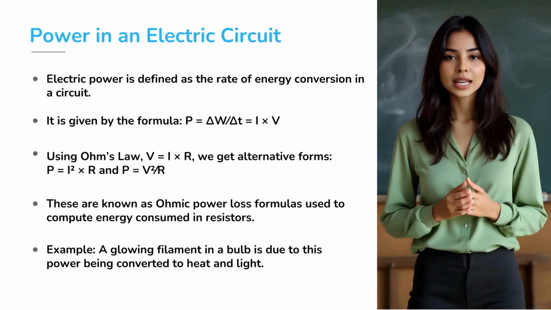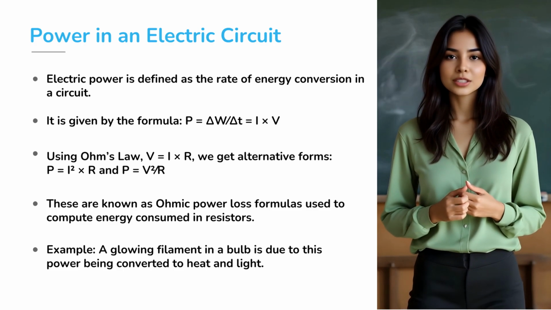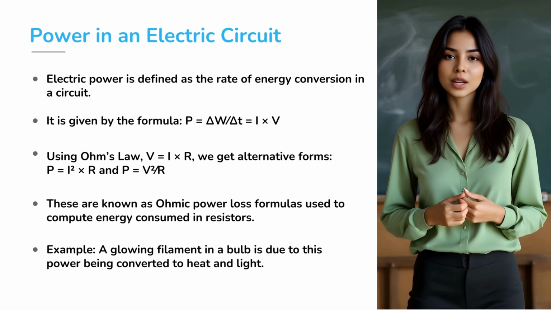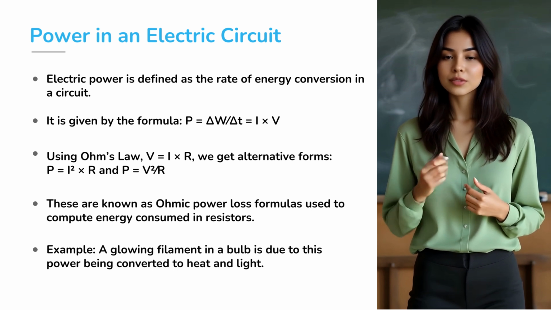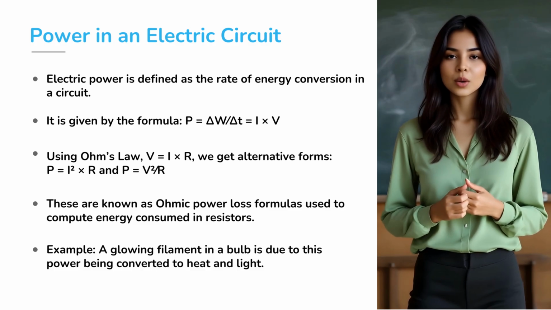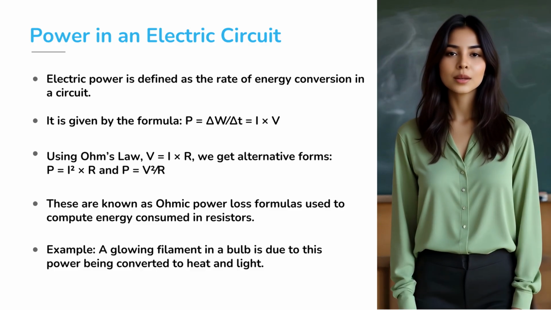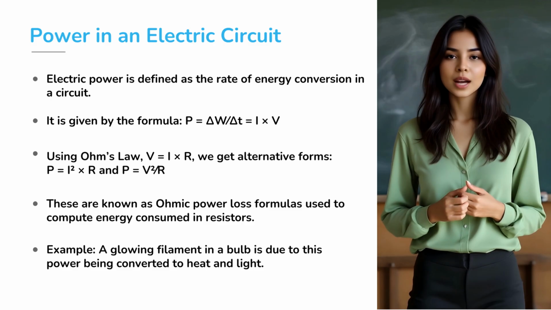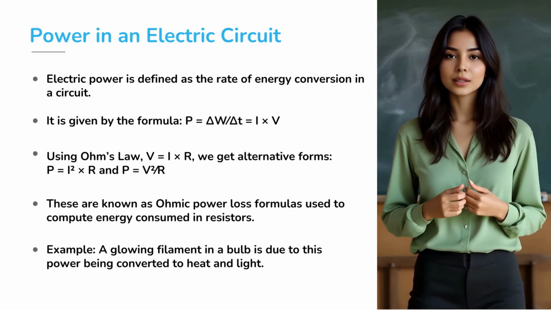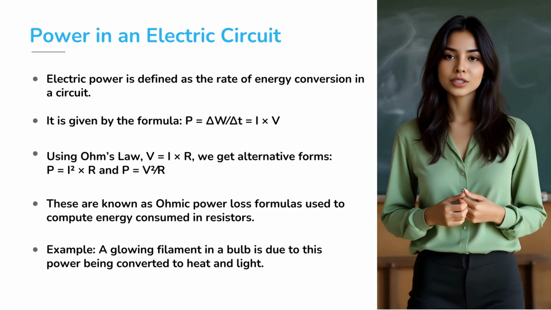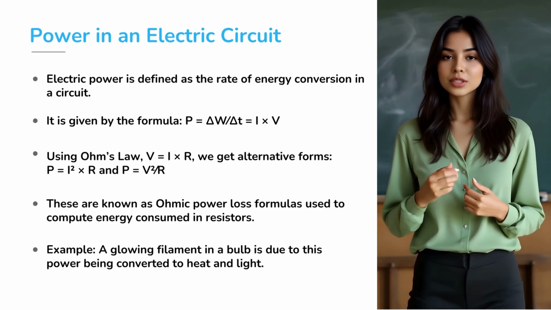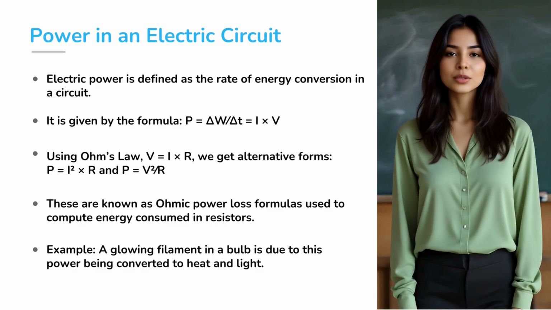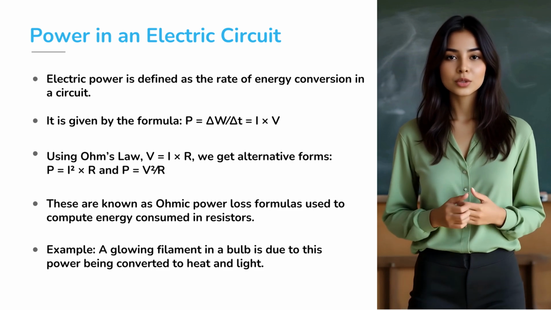Next, let's define electrical power, the rate at which energy is consumed or converted. The basic formula is power equals delta W divided by delta T, which simplifies to I times V. Now, if you apply Ohm's law, V equals I times R, you can derive two other important forms of power, P equals I squared times R and P equals V squared divided by R. These are known as ohmic power loss equations. You'll find them printed on devices everywhere, like 1000 watts on your heater. That's the rate at which it converts electric energy into heat.